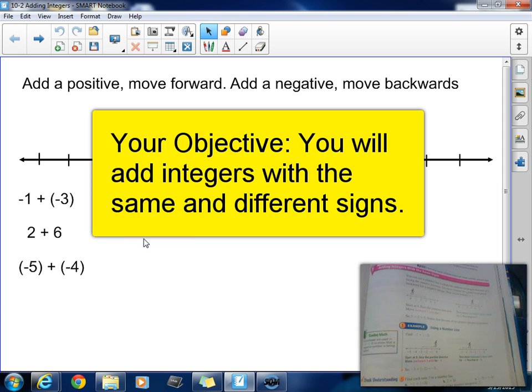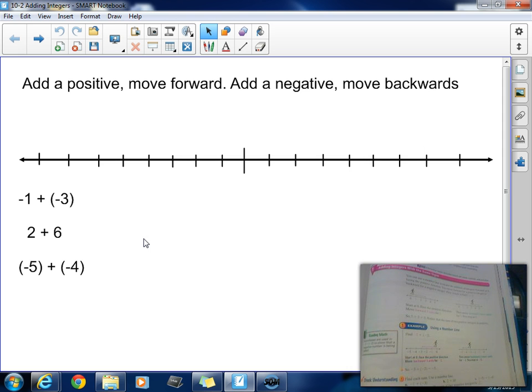Now we're going to be continuing to talk about positive and negative numbers tonight. We're actually going to be focusing on adding positive and negative numbers, or integers. We're going to be going through adding, subtracting, multiplying, and dividing, but tonight we're going to focus on adding.